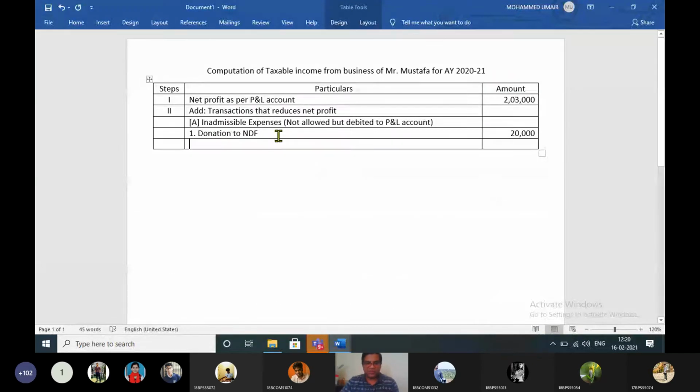So we should record that here. Repairs and renewals of washroom, which is actually a capital expenditure.